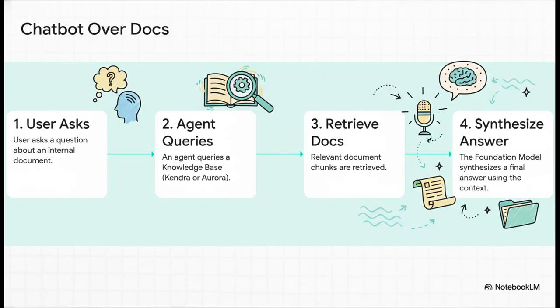First up, we've got a total classic, the chatbot over your documents. You'll also hear this called retrieval augmented generation, or just RAG for short. Now, this pattern is huge. It's how you take a general-purpose AI and make it an expert on your specific private data without going through the massive headache of retraining the whole model. It's a 2-step dance. First, it finds the relevant facts from your documents, and then it uses the AI's power to whip up a nice natural language answer based on those facts.